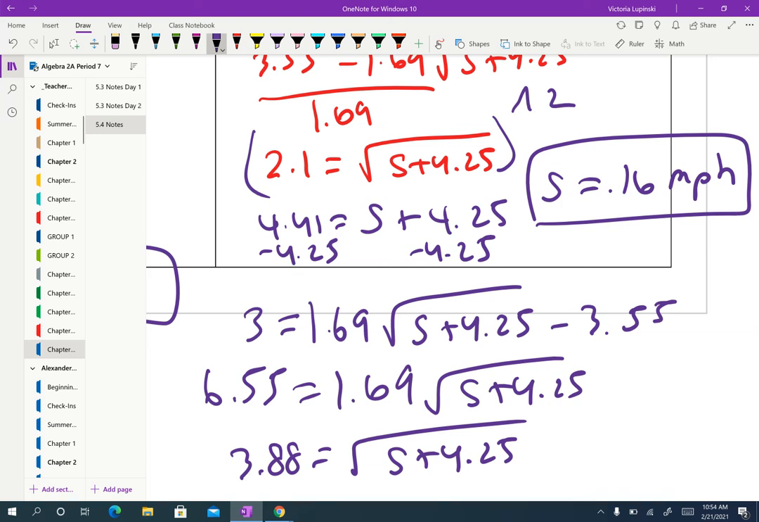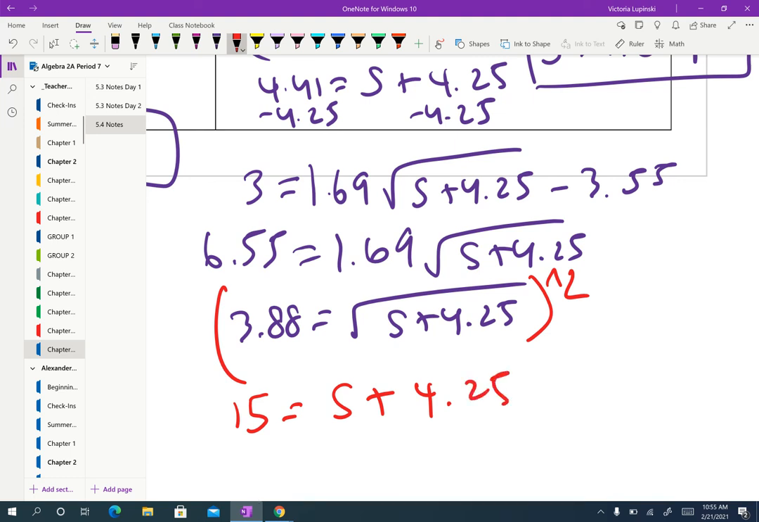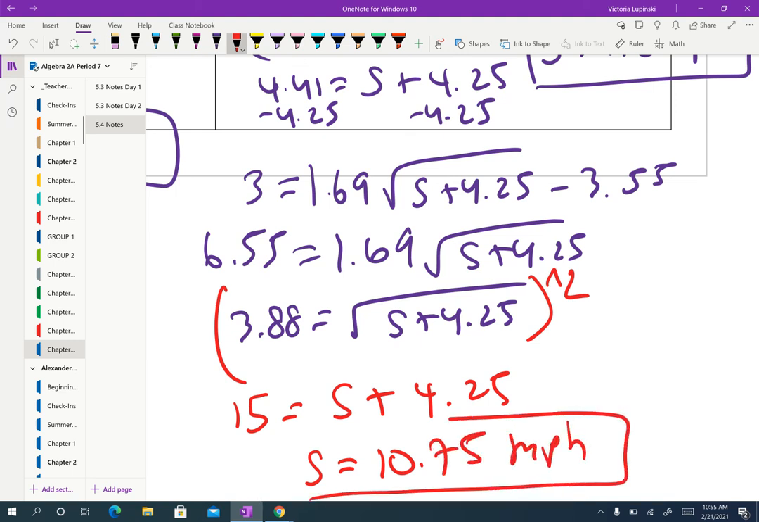Let's double check my work here. Hang on. Okay, when you raise both sides to the squared power, on the left, you get approximately 15. On the right, S plus 4.25. And then if you subtract 4.25, you're going to get that the wind speed is approximately 10.75 miles per hour. Obviously, that's much windier, which is why it has a higher Beaufort number.